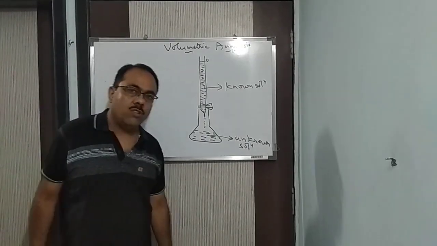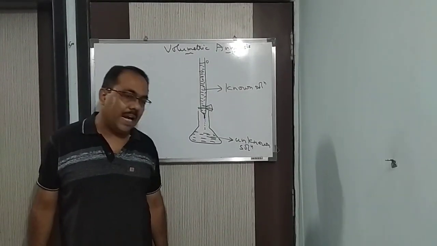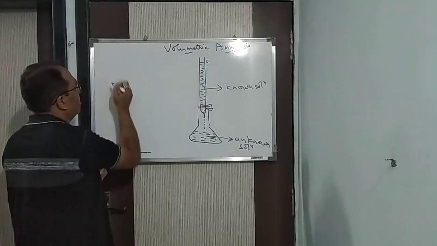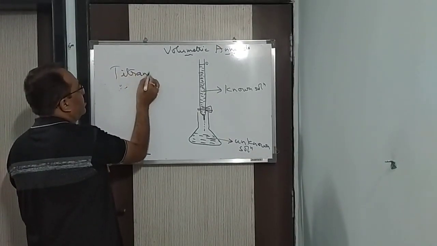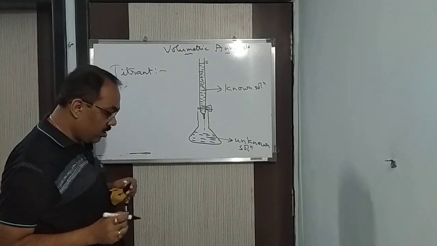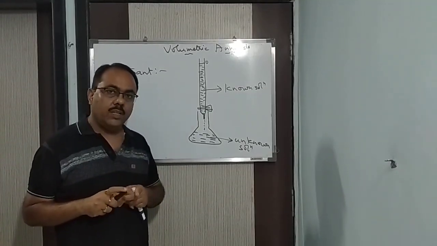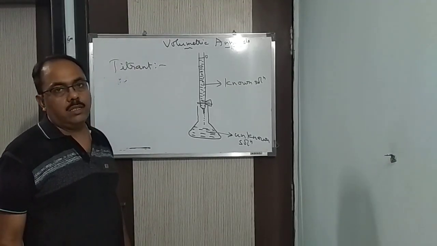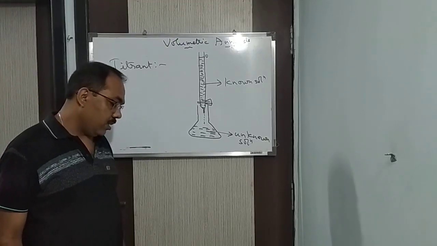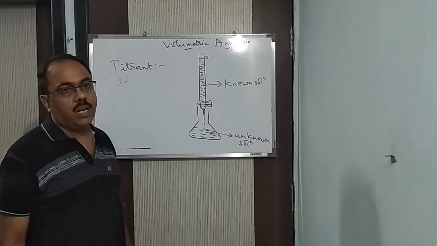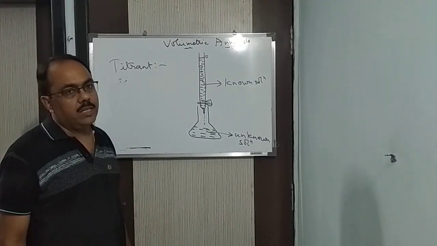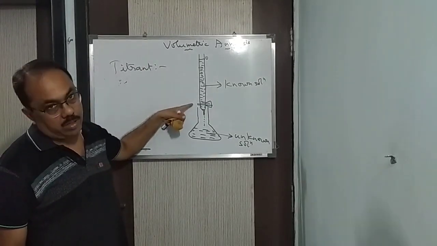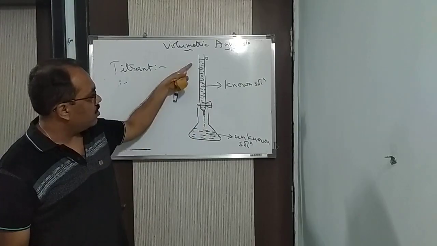Now we have an unknown solution and a known solution. Next, write titrant, T-I-T-R-A-N-T. The reagent or substance whose solution is employed to estimate the concentration of the unknown solution is termed titrant. Generally, what we take in the burette is called the titrant.